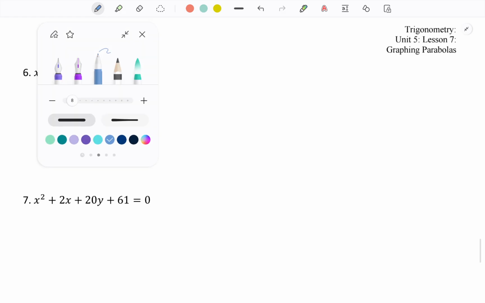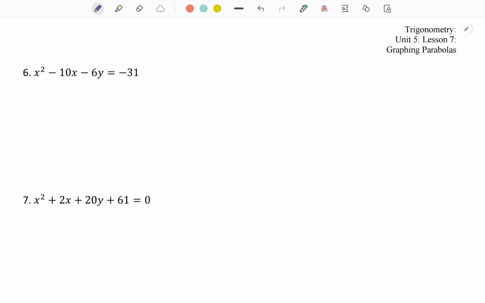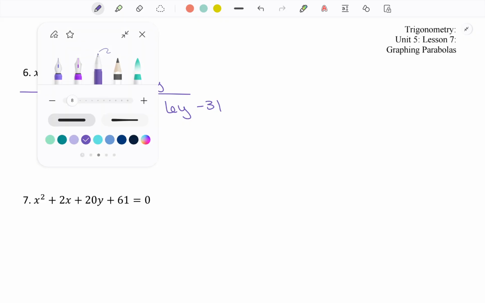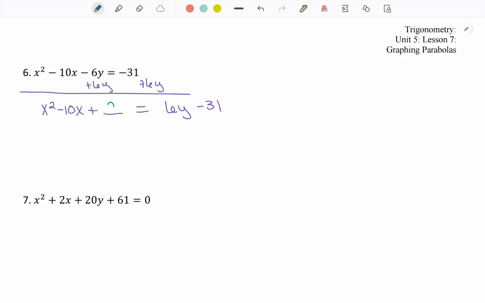So for number 6, we have that x squared. So we're going to leave anything with an x on the side, and then we are going to add 6y to each side. So I am going to take x squared minus 10x. I am going to have to complete the square in order to figure out what that coordinate is. So we're going to have 6y minus 31 over here. And then half of 10 is 5. 5 squared is 25. So I'm going to add 25 to each side of the equation.